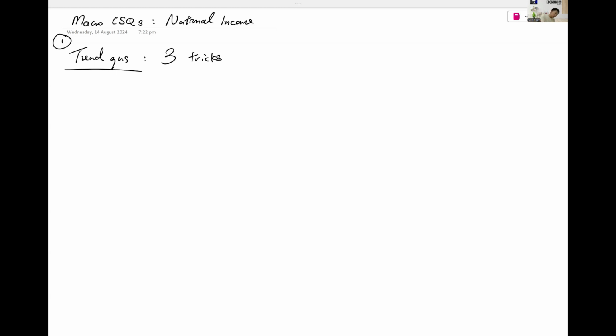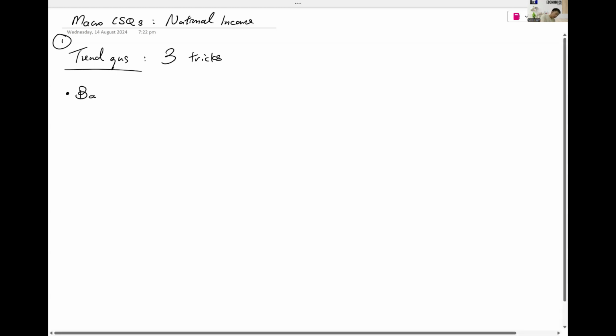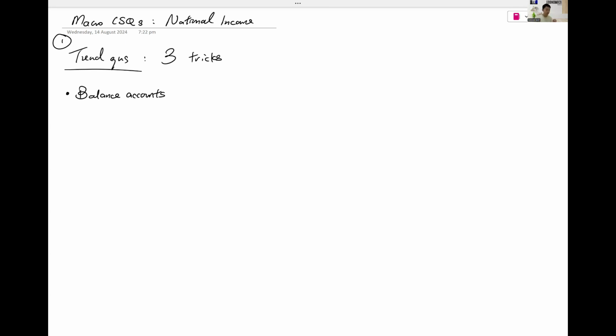So the 3 tricks, number 1, is when you're asked about balance accounts. To some of you who have been following the lessons, this is more of a reminder, all right? But if you joined a bit later, or if you were very occupied with some other things along the way, this might be new, okay? So let's make sure we understand this.